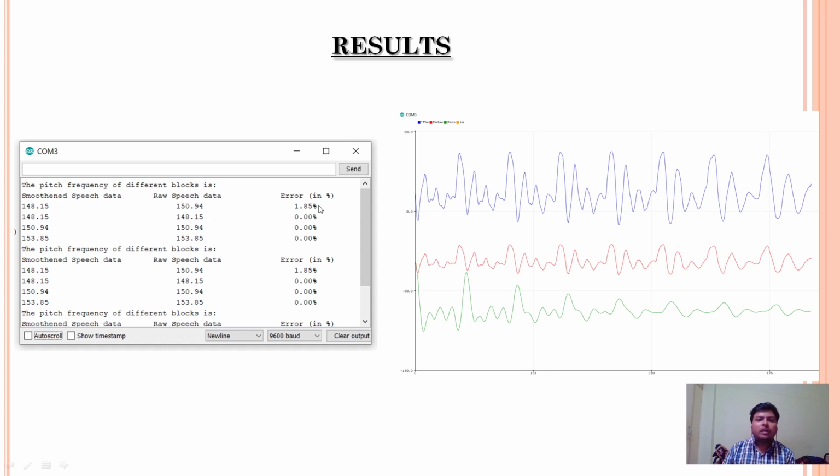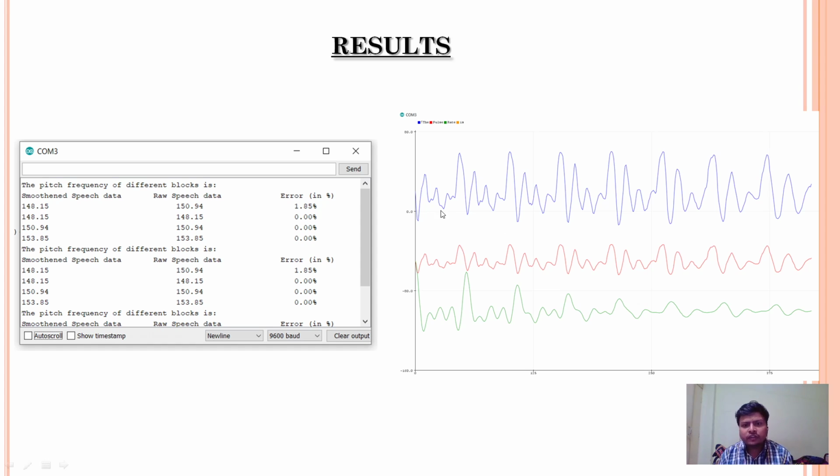And if we talk about the error between the pitch period of the raw speech data and smoothened speech data, the error for three of the blocks is 0 and one is 1.85, which implies that our processing method to determine the pitch period and pitch frequency is quite accurate.